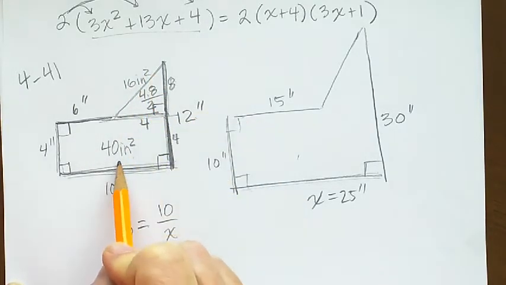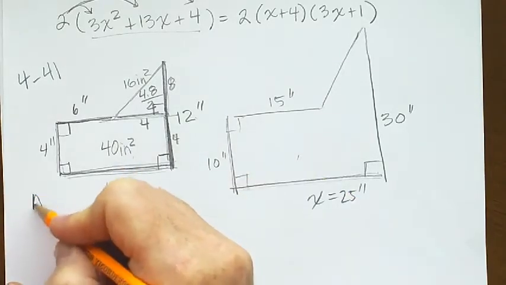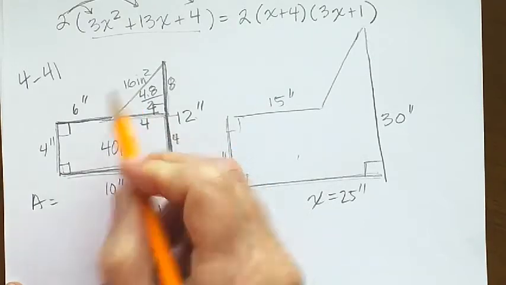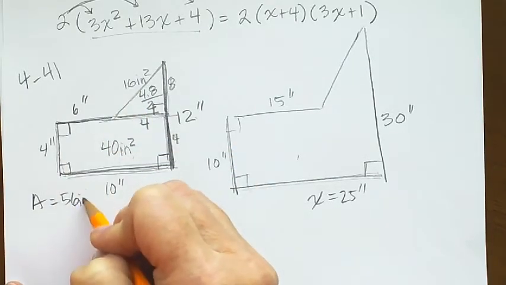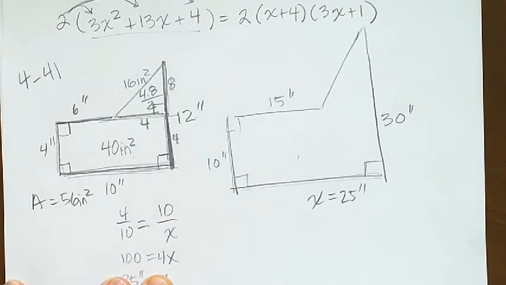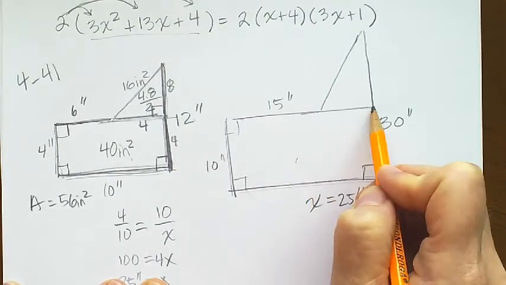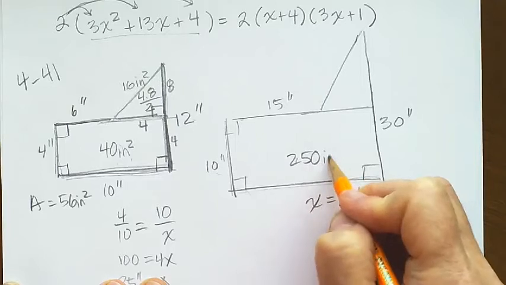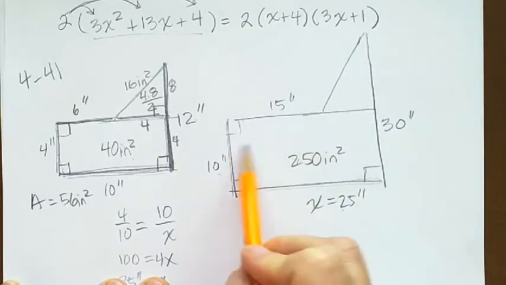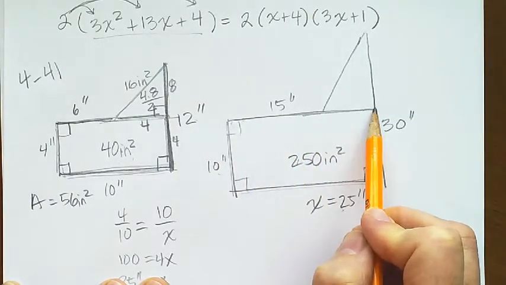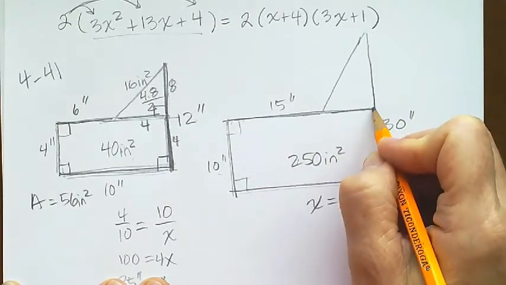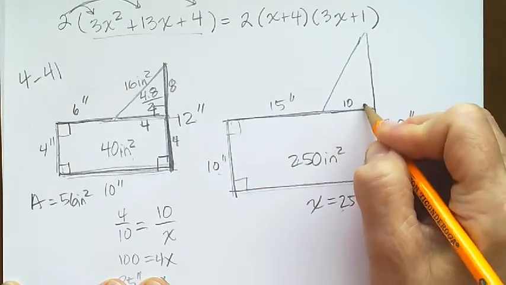The rectangle is 40 square inches. So the area of the smaller shape is 56. 40 plus 16, 56 square inches. Same process over here. We know 10 times 25, so 250. And then this entire length is 25. So if this is 15, 15 plus what is 25? This must be 10.